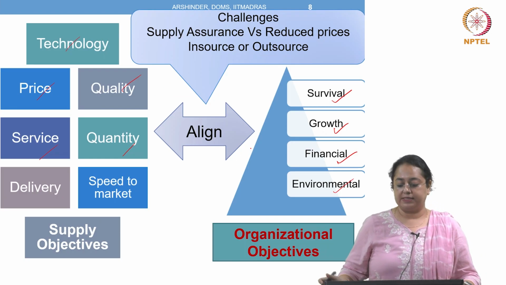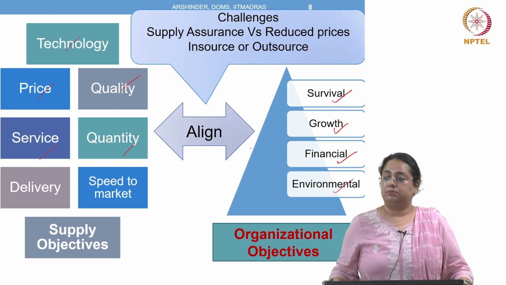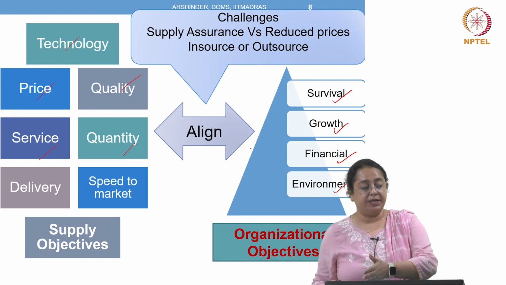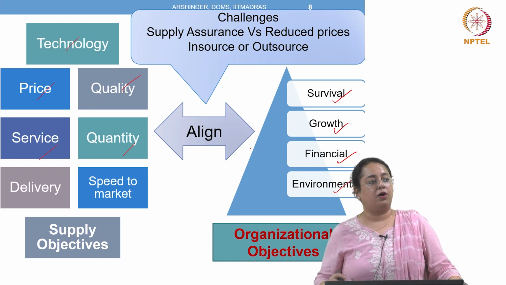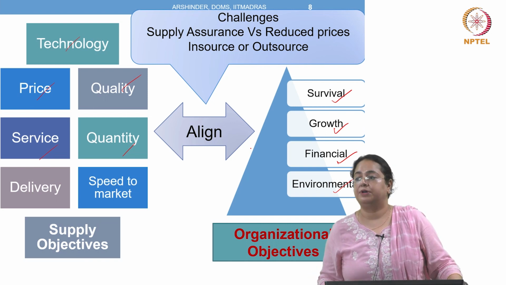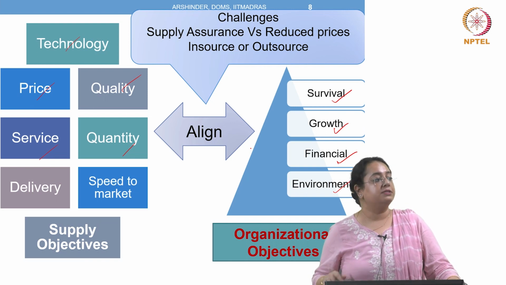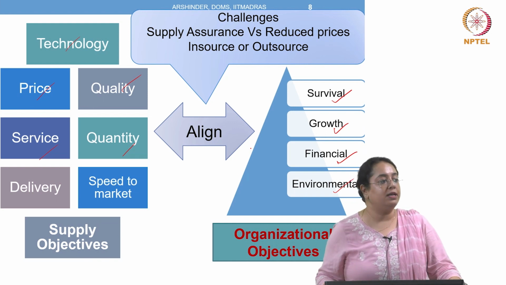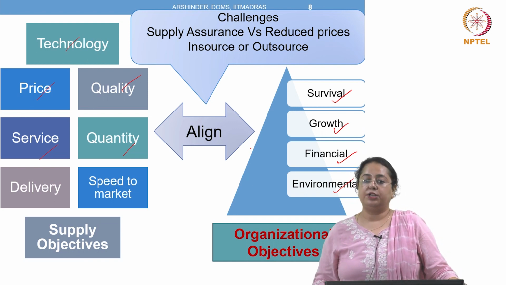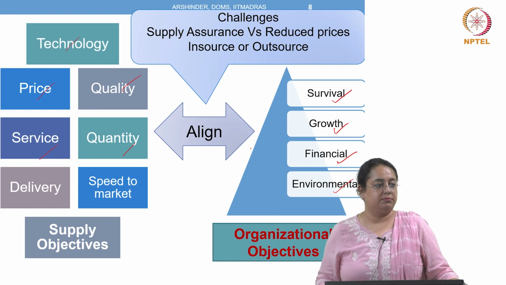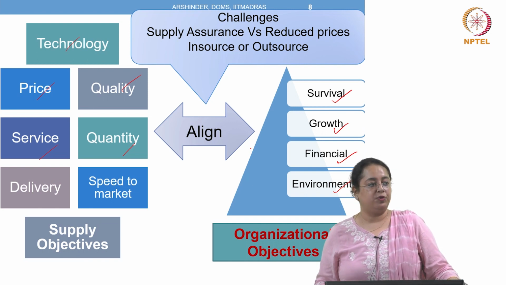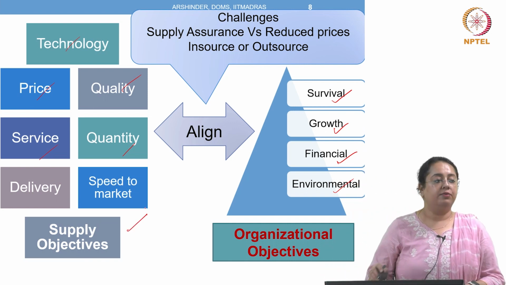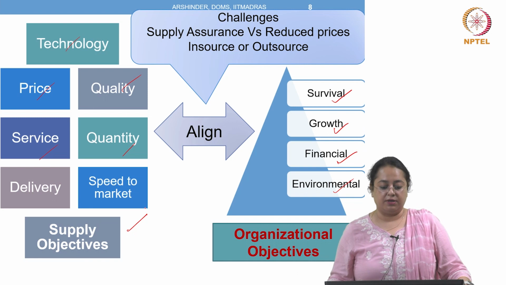So, for example, if the company's objective is to increase customer base, that means continuously providing products, it is only possible if there is continuity of supply, correct? This is how we have to align each supply strategy with the business strategy, right?